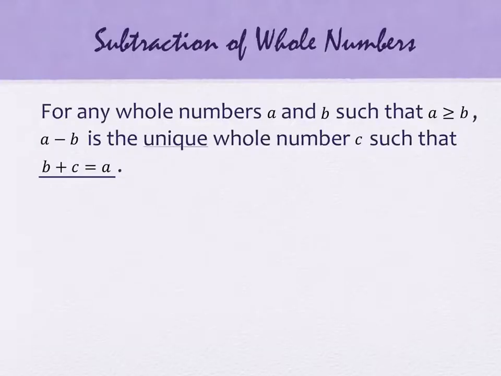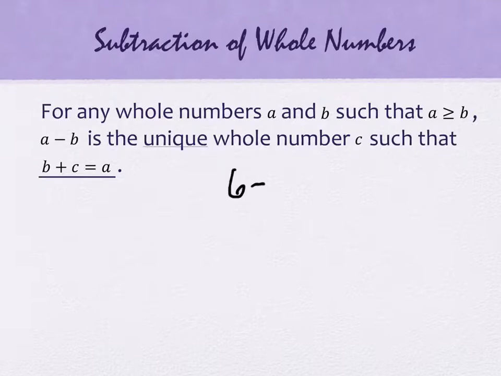To start with, we're going to take a look at what the definition for subtraction is. Subtraction of whole numbers says that for any whole numbers a and b, as long as a is greater than or equal to b, then a minus b will be the unique whole number c, such that b plus c is equal to a. And you know this to be true.